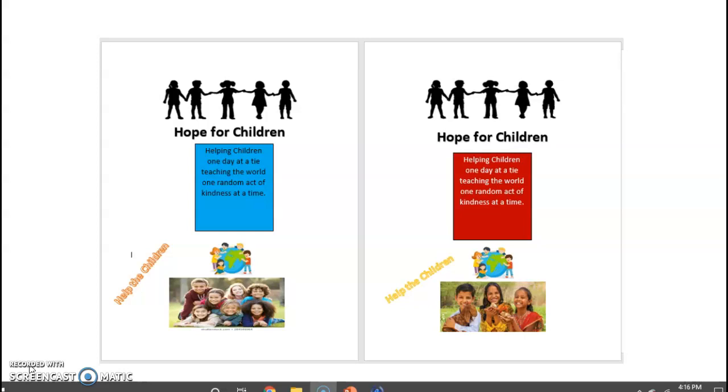The images I used for each poster are different. The image on the left shows multiracial children for the American audience, and the image on the right shows Indian children for the Indian audience.